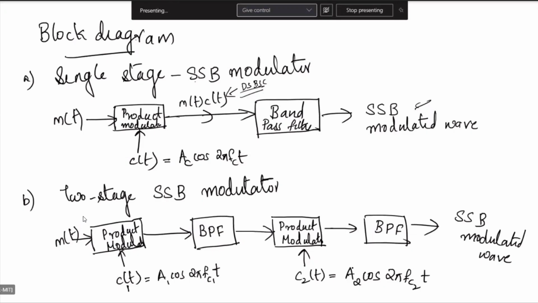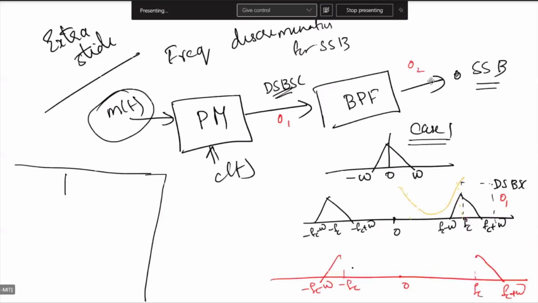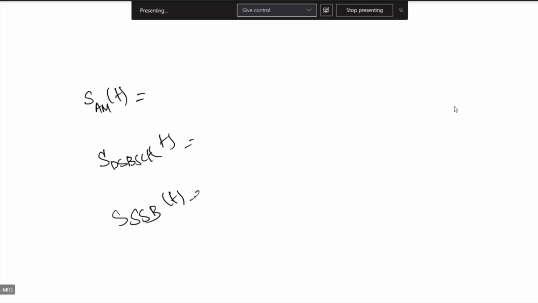This is not all about SSB. Here we dealt with the spectrum of SSB. I have to take you through the mathematical equation of SSB, which we will do later as the time is approaching. Like AM, the signal expression you know, SAM, you had an expression. Similarly, the DSBSC signal also had an expression. Similarly, for SSB, what is the expression? This part, the mathematical expression, we will do in the next class.